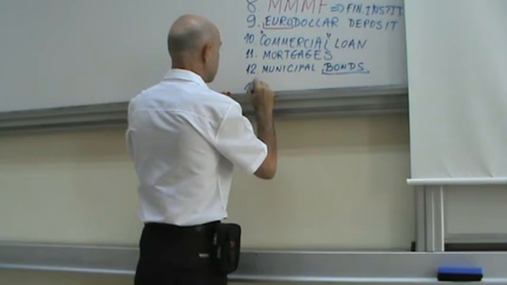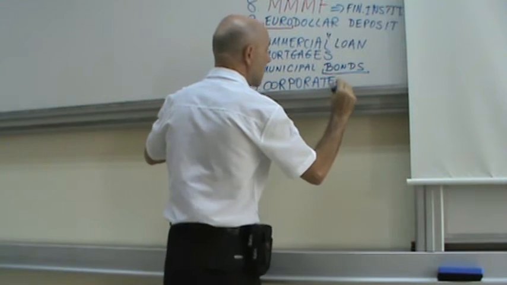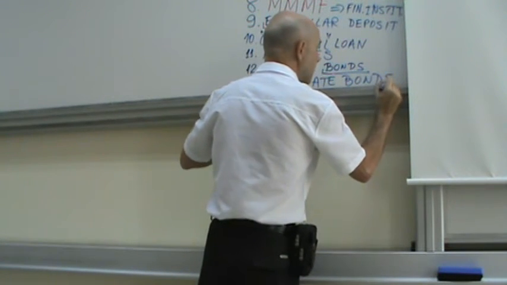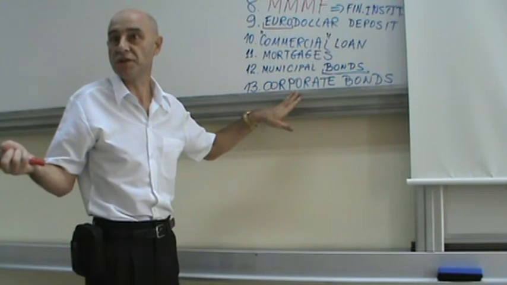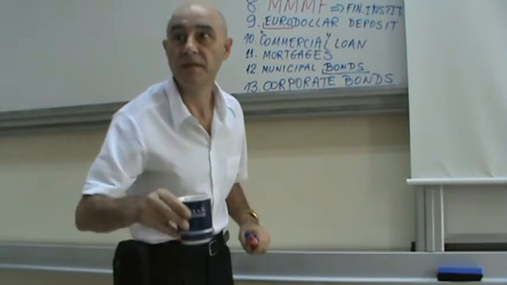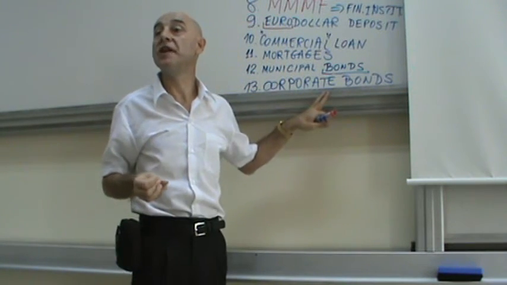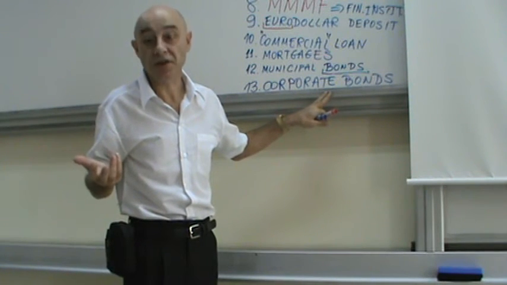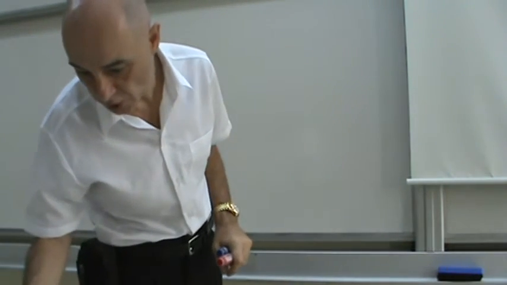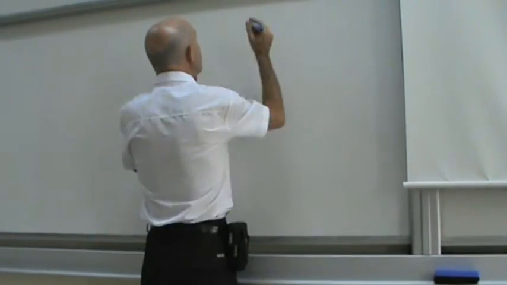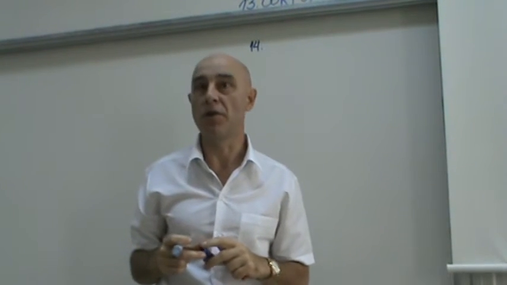13. Corporate bonds is a bond issued by corporations. Usually 10 years, but it could be any other. All right, let's see what else we've got here. 13, corporate bonds. I got another one which is not in the little table. It's called agency bonds.